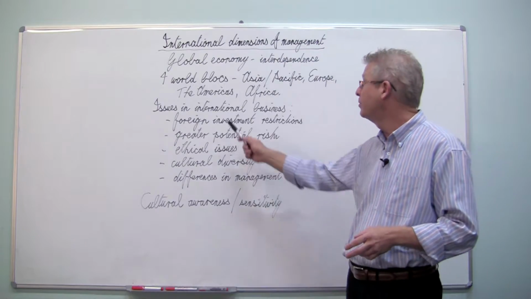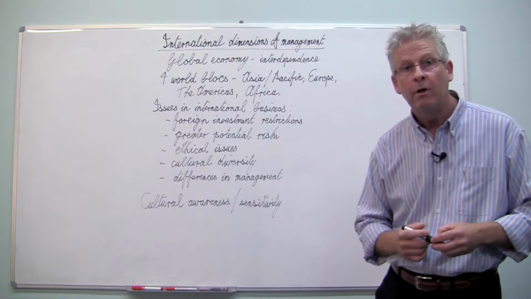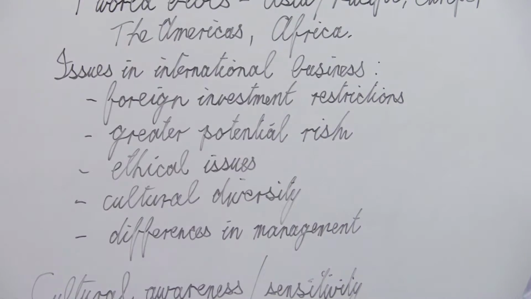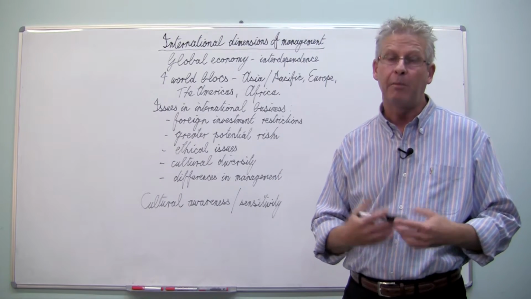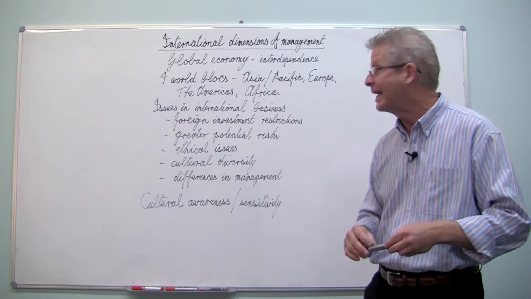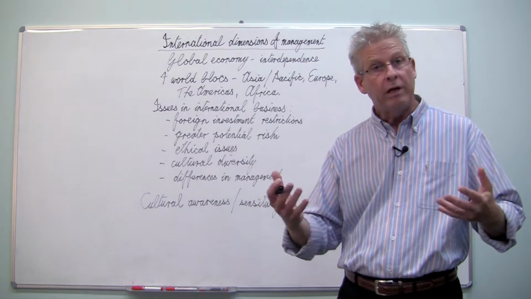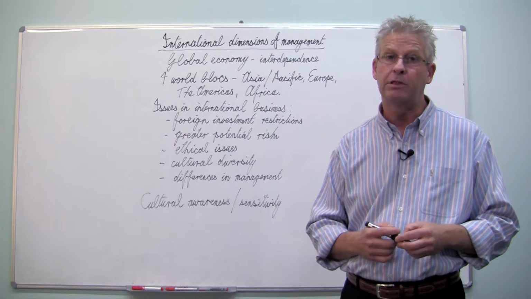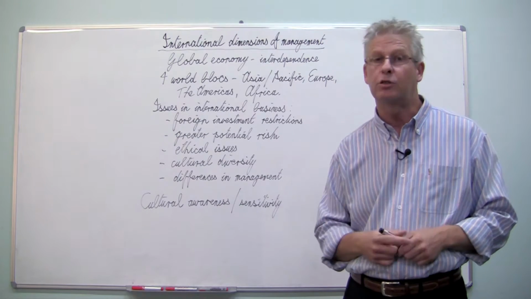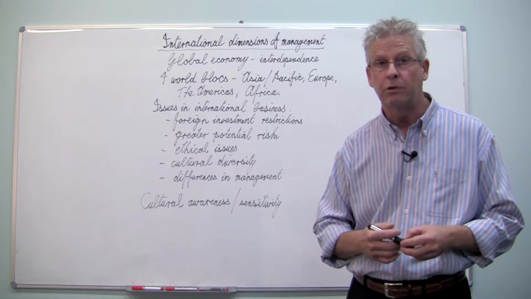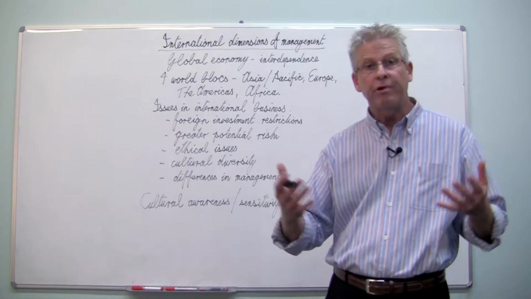So, what are some of the issues involved in doing business internationally? Well, firstly, many countries overseas have foreign investment restrictions, which limits the amount of activity a business can engage in. Secondly, there's greater potential risk to a business operating internationally. We see plenty of examples of political and civil unrest overseas, and this can lead to a loss of international businesses operating in that country, a loss of business or even worse. Next, ethical issues such as corruption.